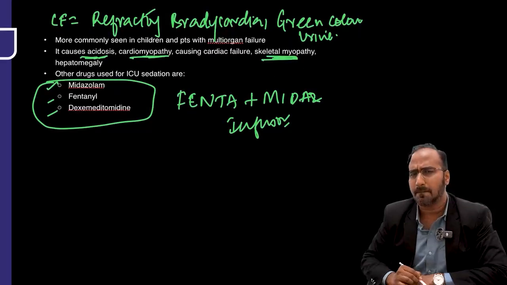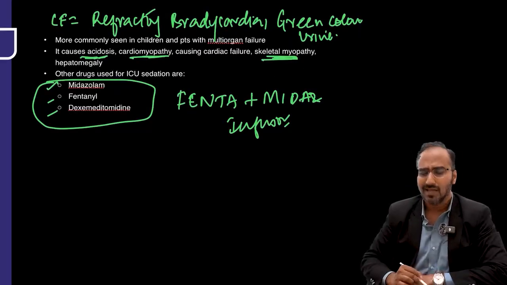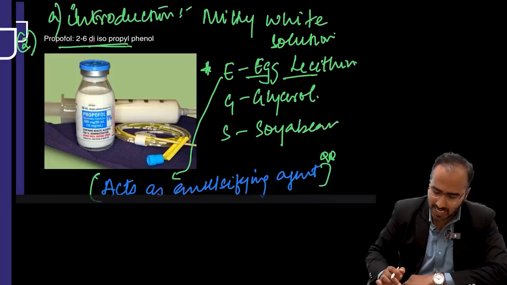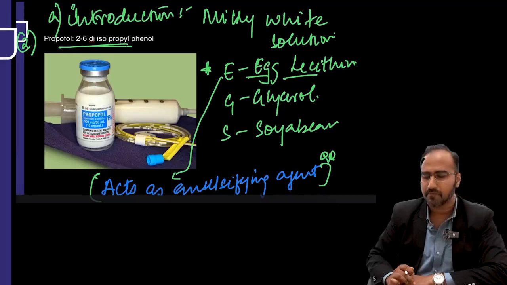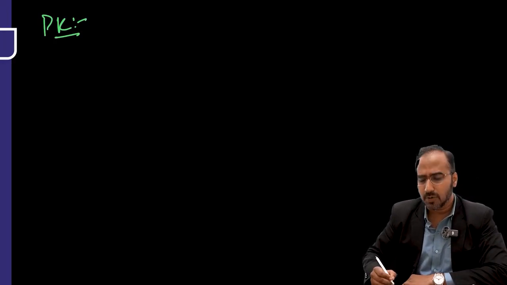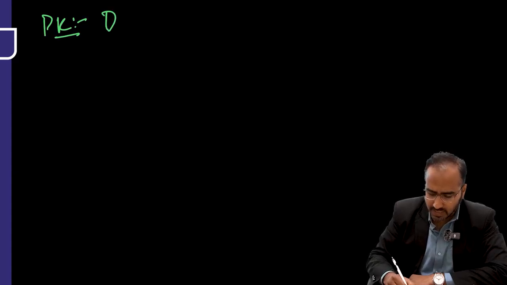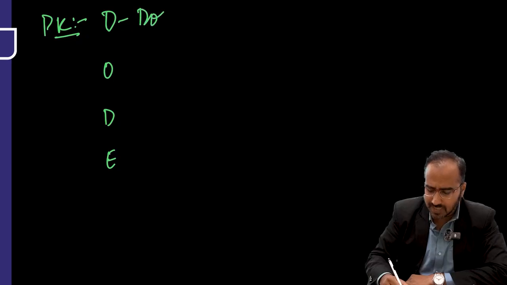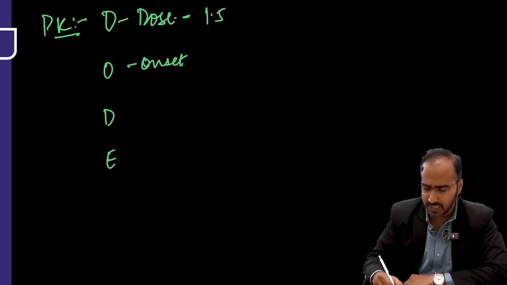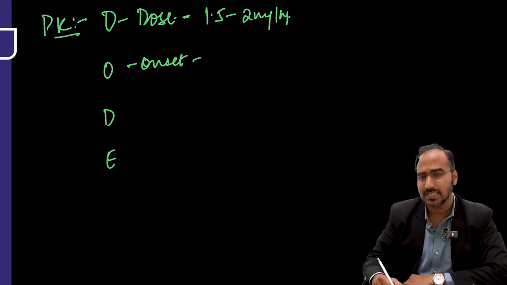Before going to the important slide of propofol, guys, we also have to discuss something about the pharmacokinetics that we have missed over here. I forgot to tell you about the pharmacokinetics of propofol. In pharmacokinetics, again, we go with D, O, D, E. D of propofol is dose. The dose of propofol required to make the patient unconscious is 1.5 to 2 mg per kg body weight. O is onset.